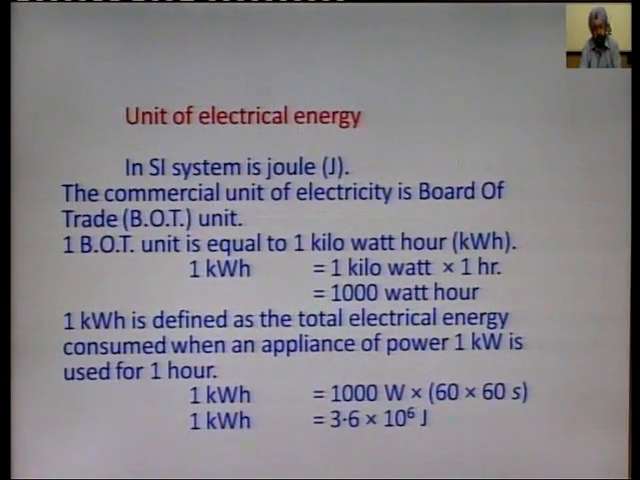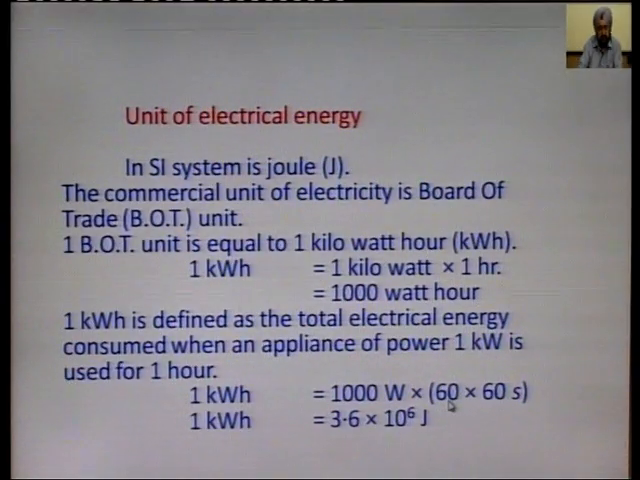Then what is 1 kilowatt hour? 1 kW means kilowatt, H means hour. If you use 1000 watt for 1 hour, then 1 unit is consumed, 1 unit of energy is used. 1 kilowatt means 1000 watt into 1 hour.